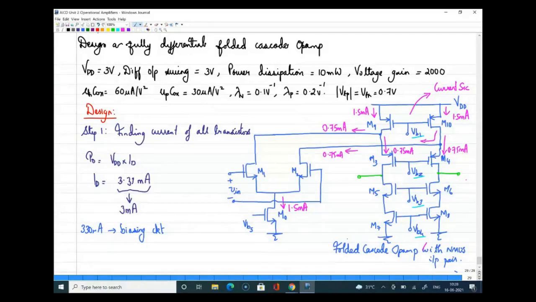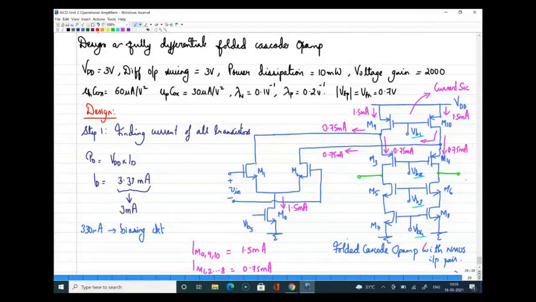I'll respond to that. So out of 3.33, I have taken 3 milli and looked at the top current source and assigned that current equally. Then there was current division happening, and there also I have taken equal currents to both the branches. Now you know all the currents. Let me summarize: the current through M0, M9 and M10 is 1.5 milliamps, and the current flowing through M1, M2 up to M8 are all 0.75 milliamps.